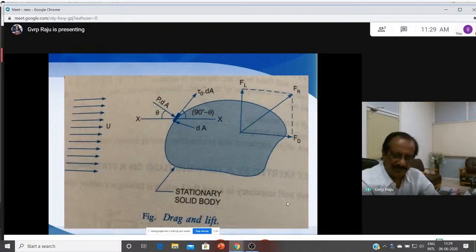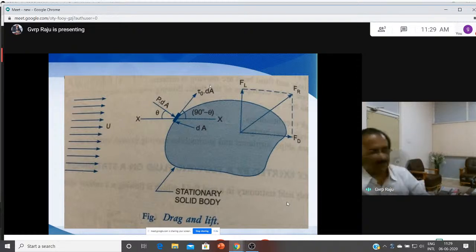So the lift force is equal to the integral of minus p dA sin theta plus tau dA sin(90 minus theta). Do the integration and you can find out the total lift force for the entire surface here. Once the drag force and lift force are known, you can also find out the resultant force.